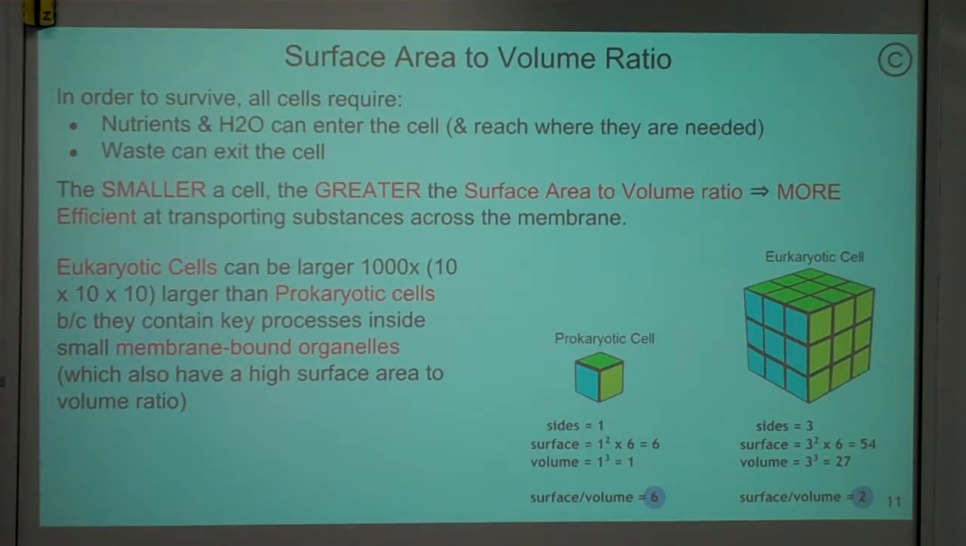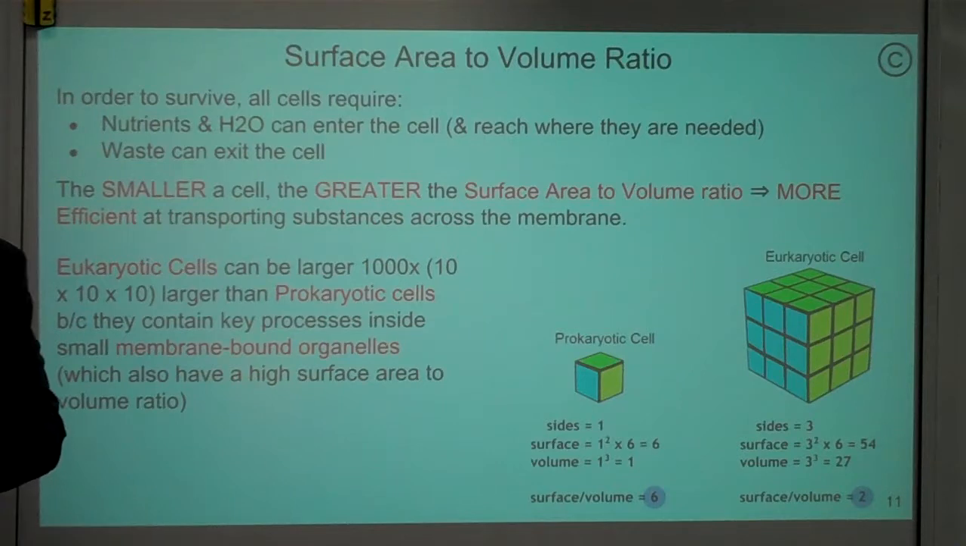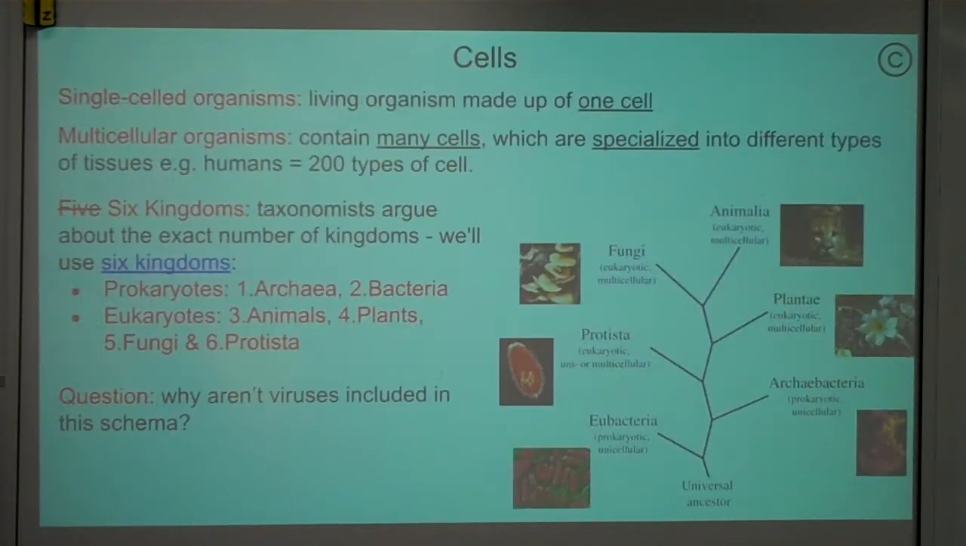Okay? So eukaryotic cells can be larger because they contain all of the key processes inside organelles. So the organelles keep all of those processes local in this tight little area, and then the rest of the cell is doing other things. But what that organelle is doing is a particular job.